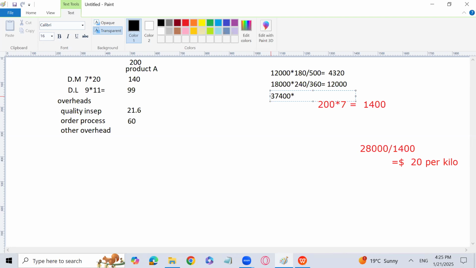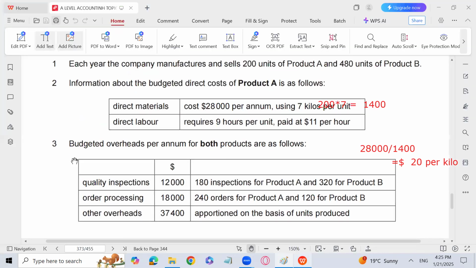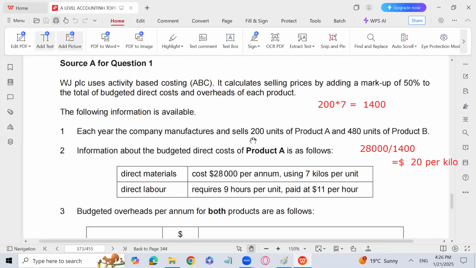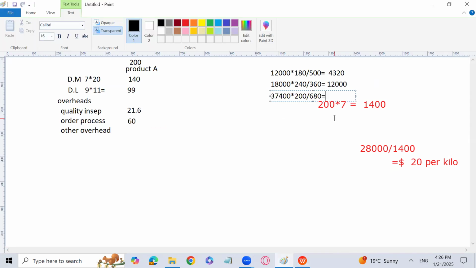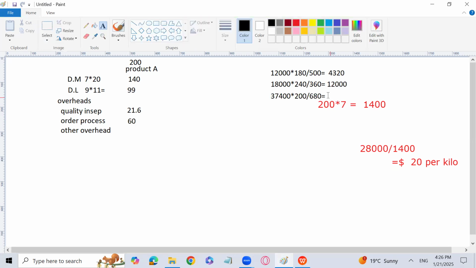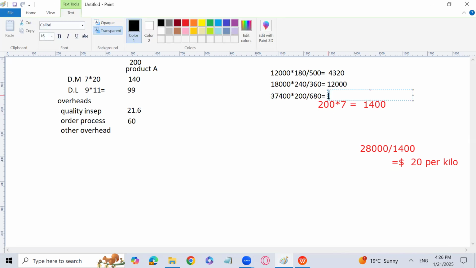37,200 multiplied by 200, because 200 units of product A, divided by 680. So from where has 680 come? Let me make you see. Because the units produced are 200 units of product A and 480 units of product B. So if we add them up, 480 plus 200 becomes 680. Okay. So we can easily find 37,200 multiplied by 200 divided by 680.